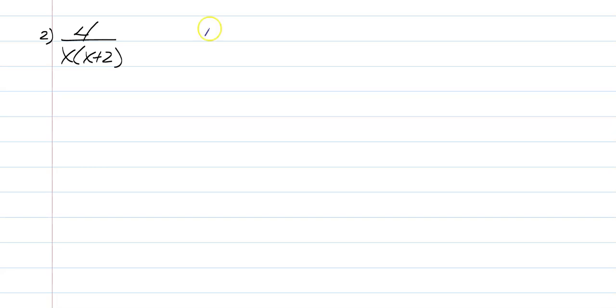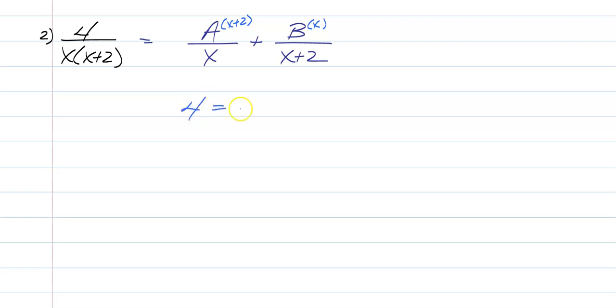Okay, so for this one, you should have a over x plus b over x plus 2. The denominator was already factored, so there was nothing fancy to do over there. We need to multiply this one by the x plus 2, and this one by the x. Again, you would be doing it to the top and bottom, but we're only going to be working with the numerator. So we're going to end up with 4 is equal to, distribute your a, that's going to be ax plus 2a plus bx.